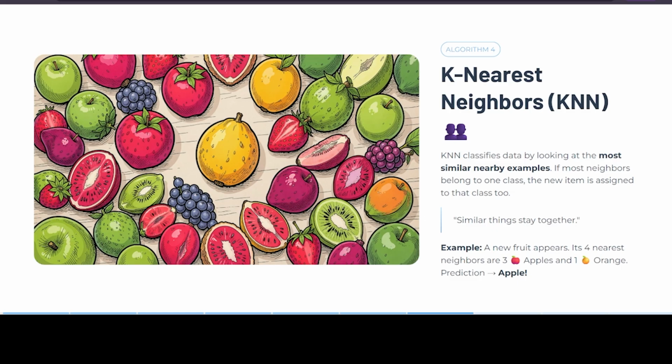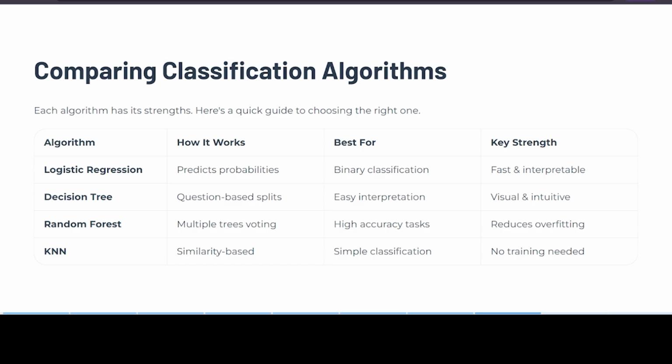Next we will compare all these classification algorithms. Logistic regression makes the decision based on probability. The decision tree makes decisions by asking yes or no questions. Random forest combines many decision trees and takes the majority vote, right? And KNN looks at the nearest similar examples before making a prediction. Each algorithm has its own strengths depending on the problem. Data scientists choose the most suitable one.